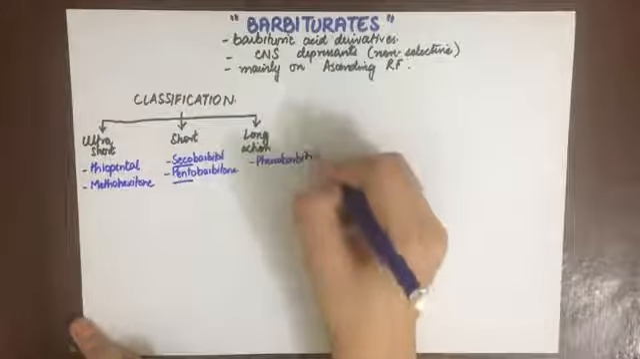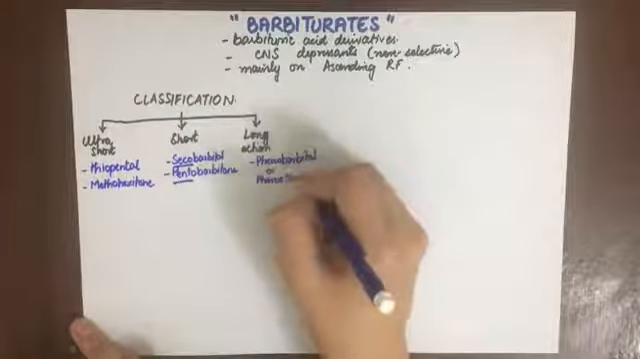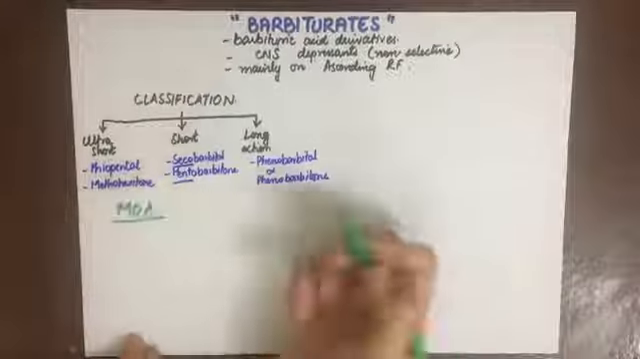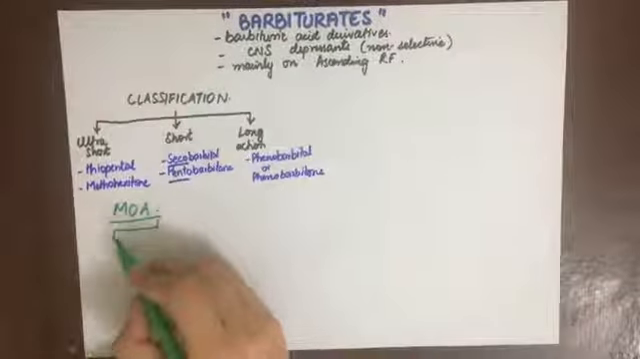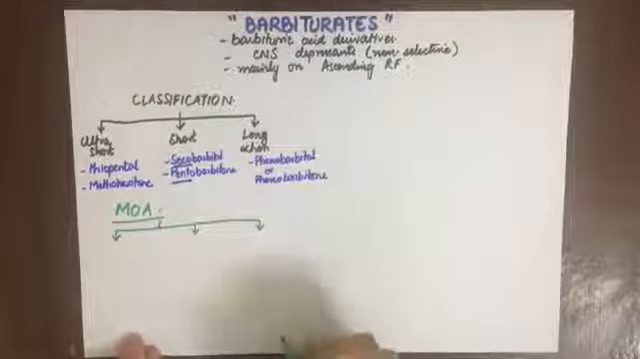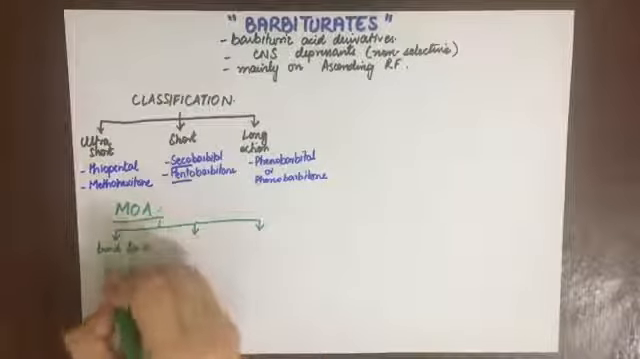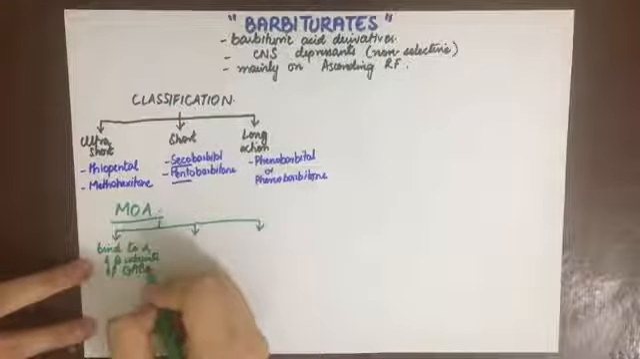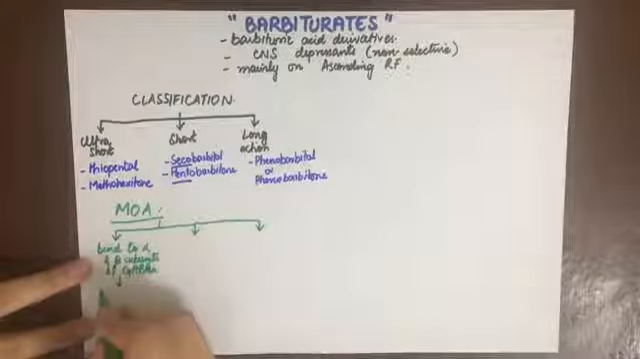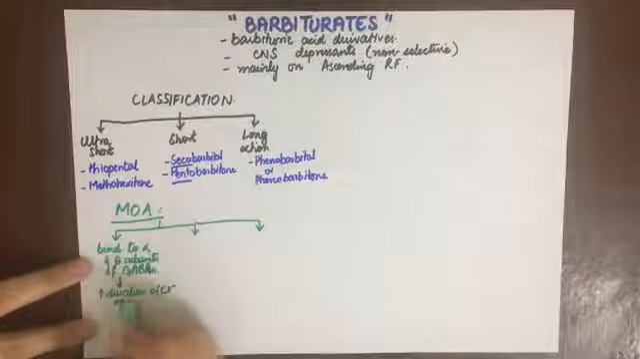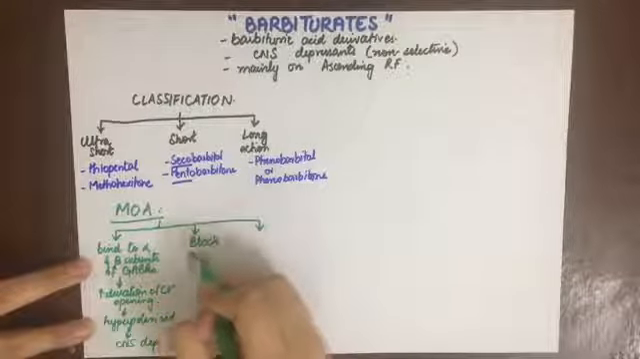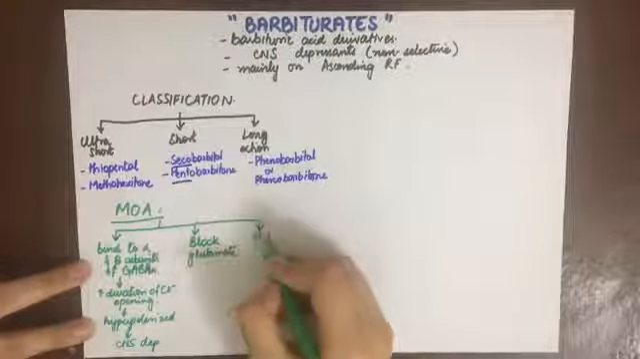Now, the mechanism of action of barbiturates is mainly, as we've discussed previously, that it binds to alpha and beta subunits of the GABA A receptor. By that, it increases the duration of the chloride channel opening, thus hyperpolarizing the neuronal membrane, and thus CNS depression occurs. Secondly, it also blocks glutamate, which is an excitatory neurotransmitter, thus also contributing to CNS depression.